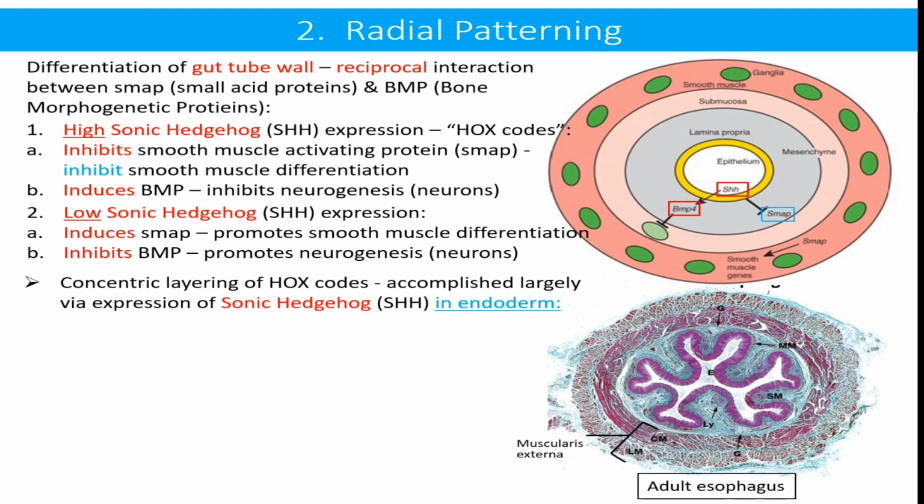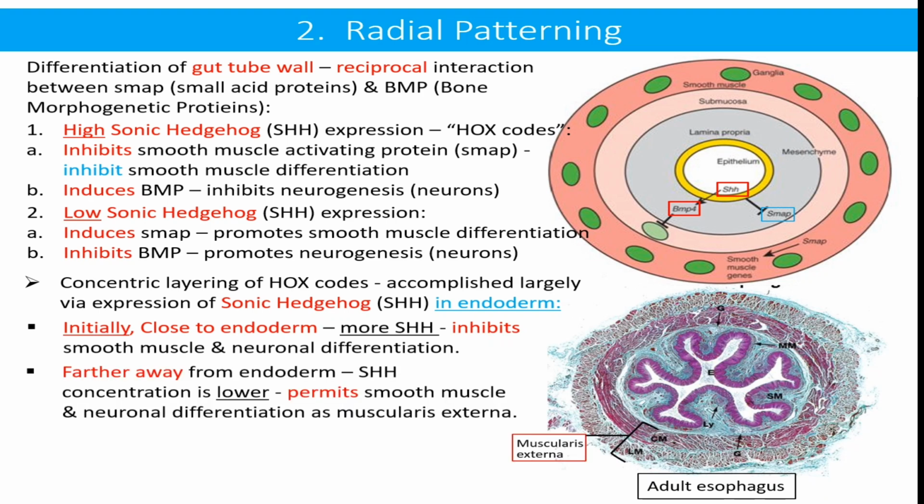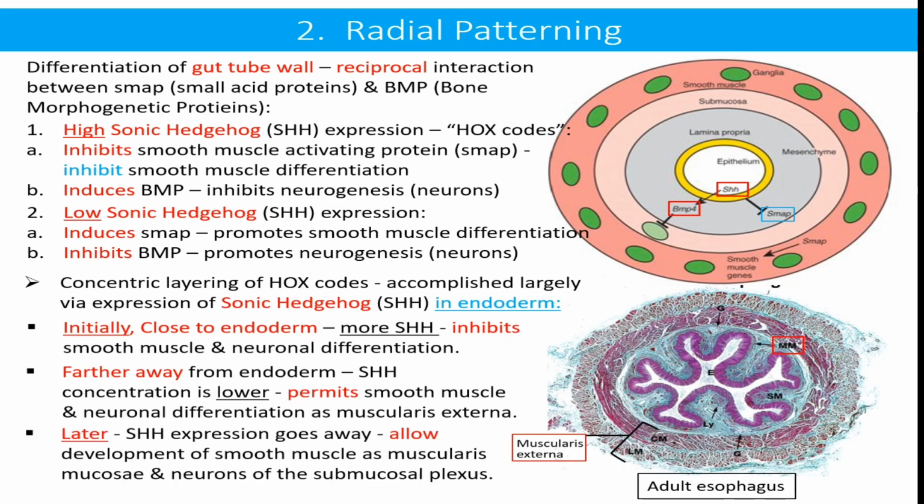Concentric layers of Hox codes are accomplished largely via the expression of SHH in the endoderm. Initially, more SHH is present close to the endoderm, which inhibits smooth muscle and neuronal differentiation. Further away from the endoderm, SHH concentration is lower, which permits smooth muscle and neuronal differentiation as muscularis externa. Later on, when SHH expression goes away, it allows development of smooth muscle as muscularis mucosae and neurons of the submucosal plexus.